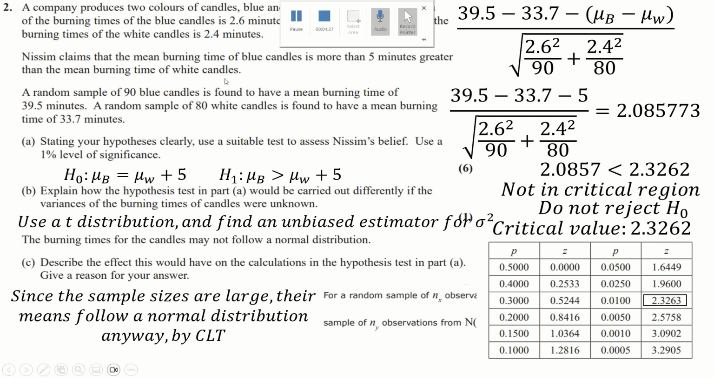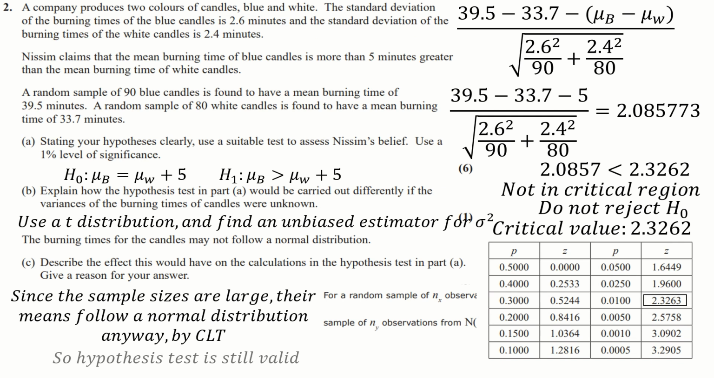In FS1, you learn you can do CLT on things that aren't normally distributed because the means of the sample always will be anyway. So the test will still be valid here. It doesn't actually matter if that assumption is wrong.